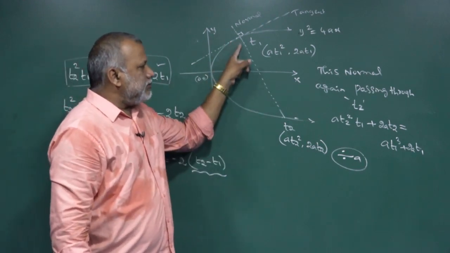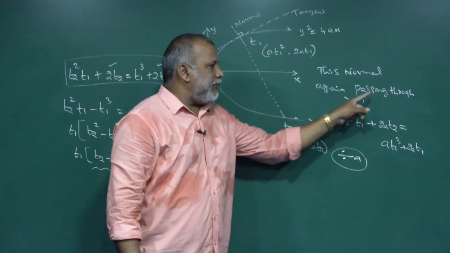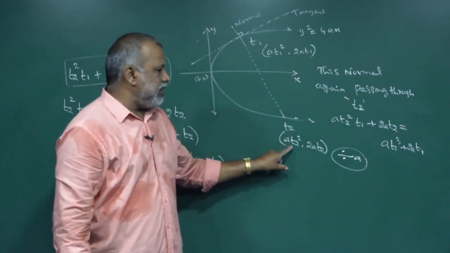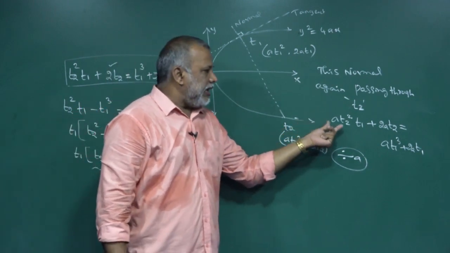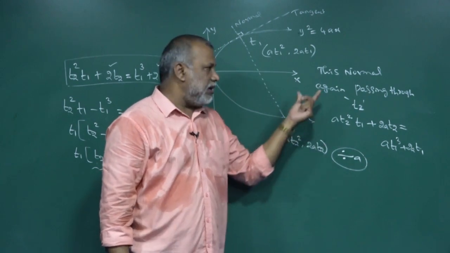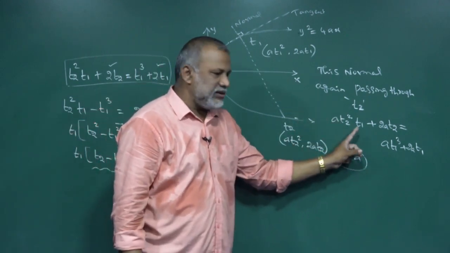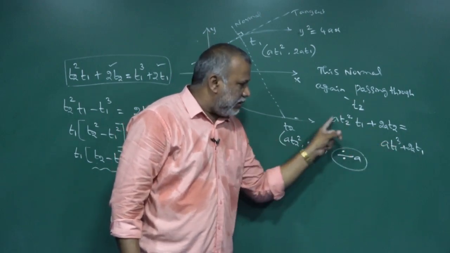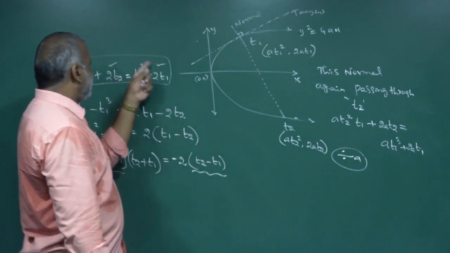Once again, listen. Normal at t1 passing through this, normal means normal at t1, again passing through the point t2. What is the meaning of t2? (at2 squared, 2at2). Therefore x comma y should be replaced. This normal passing through means, in that normal replace x comma y. Then we are getting this result. All the terms have a, therefore divide by a. So then we are getting this one.